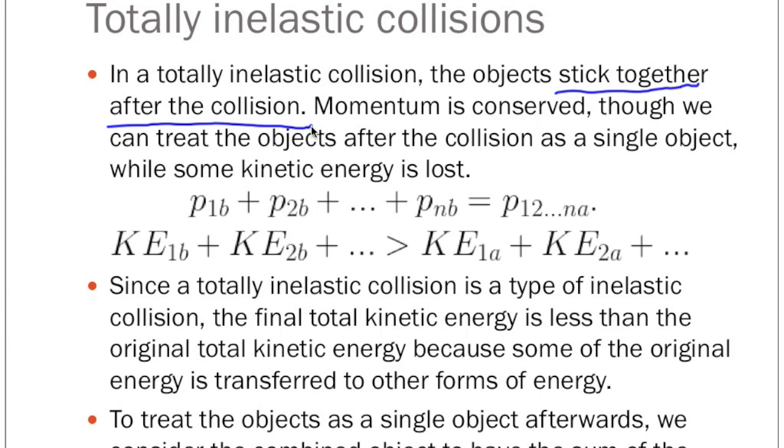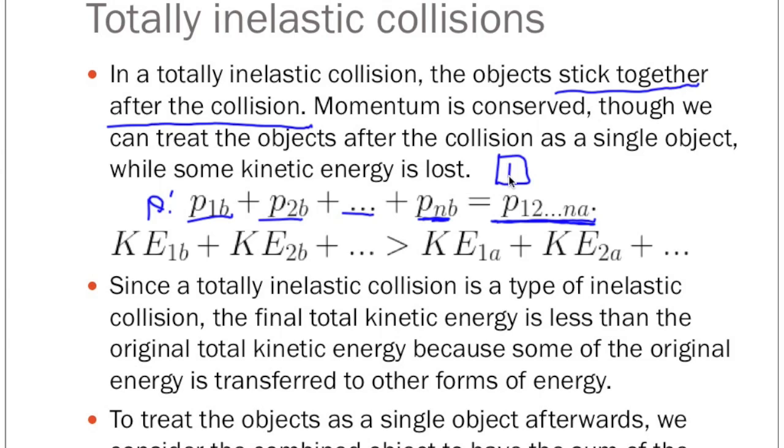And so looking at our momentum equation down here, we said the momentum of the first object plus the momentum of the second object plus the momentum of the third, all the way out to however many objects we have, added up in a totally inelastic collision would equal one object's momentum. And this one object would be the sum of all of them.